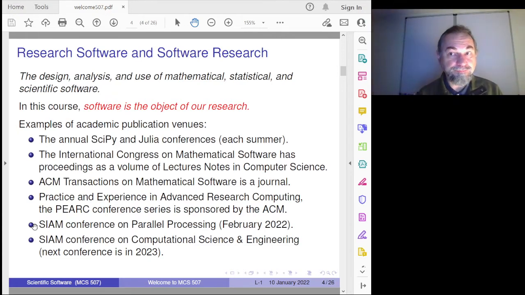There are regional conferences and international conferences, some of which have proceedings. The annual SciPy conference, SciPy stands for Scientific Python, has proceedings. There is the International Congress on Mathematical Software, which meets every 2 years. There is the Practice and Experience in Advanced Research Computing. And then there are the SIAM conferences.